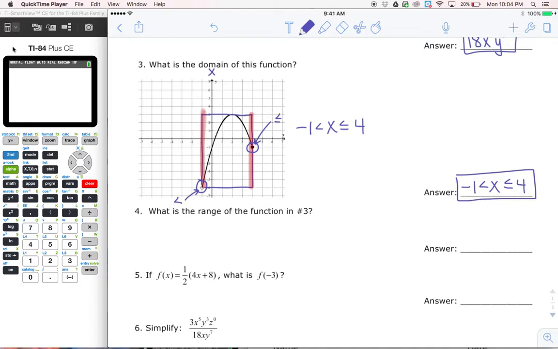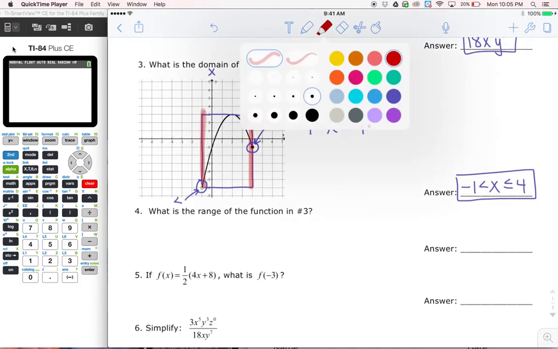All right, problem number 4, now we're looking for the range, right? So now we're actually looking from the bottom to the top.